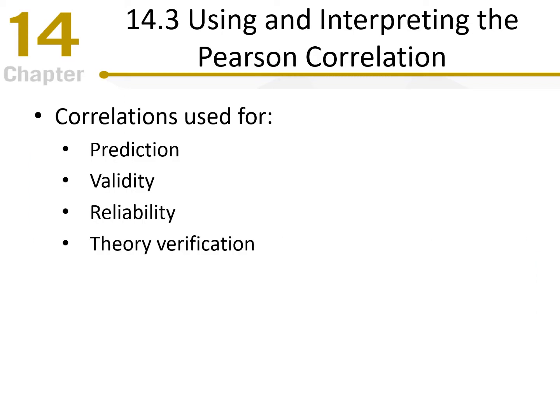So what is a correlation used for? It's used for prediction. It's used to establish validity, which means that the variable you're measuring is really assessing what it claims to measure, right? Reliability, which is consistency over time or over applications. And theory verification, like if you have an idea and you're testing a hypothesis, you can use a correlation to support the hypothesis.